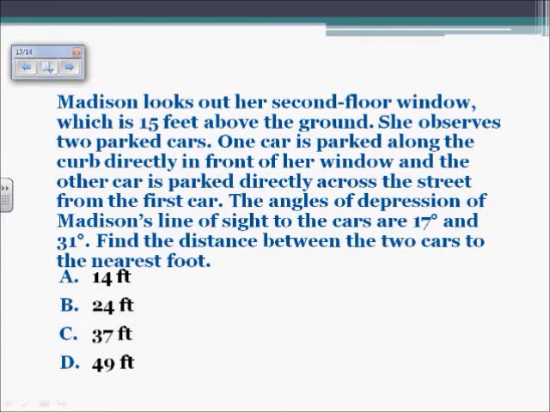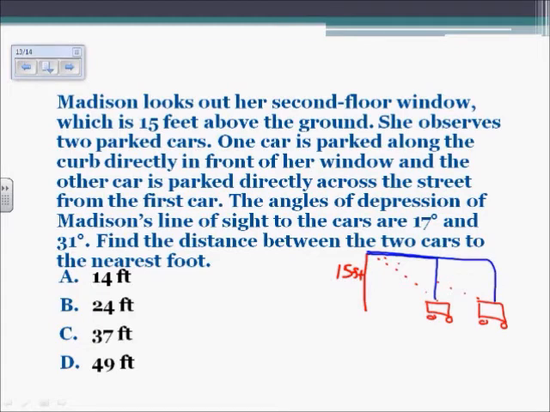So let's draw the situation here. We have a 15 foot apartment, or 15 feet above ground until her second story. Then she sees two cars. So we have line of sight to the two cars. We'll put a car here, and we'll put a car here. Now we're trying to find the distance between the two cars. So if we draw the two triangles in blue here, the distance that we're really trying to focus on is the one highlighted in green.